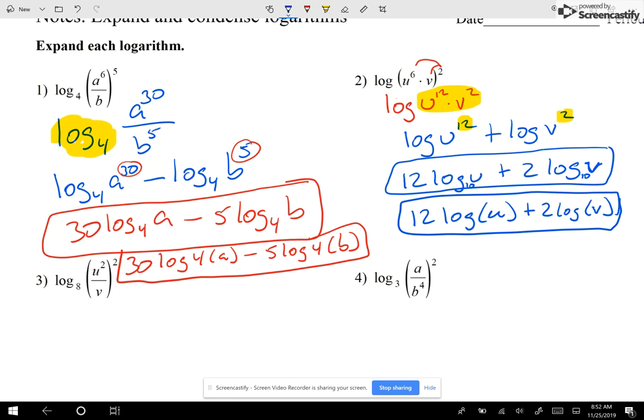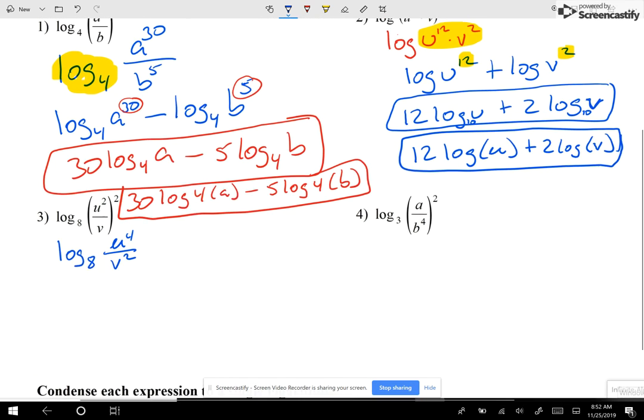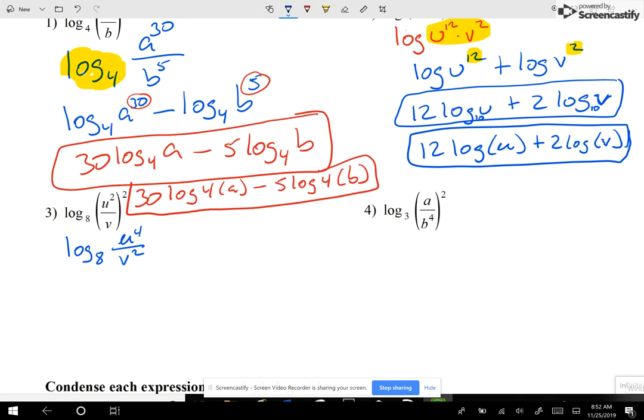All right, let's take a look at question number 3. Let's get rid of parentheses. So I'm going to have logarithm base 8 of u to the 4 over v to the 2. I see the same base and I see I have a division. So I'm going to split it. I'm going to split this as log base 8 of u to the 4 minus log base 8 of v to the 2. I split it into minus because it's division.